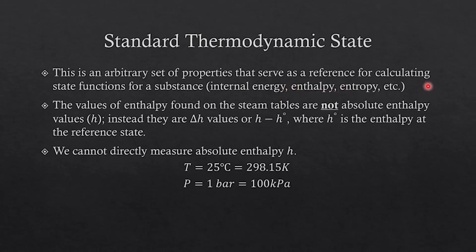If we use water as our example, we have our steam tables that tell us the value of internal energy, specific volume, enthalpy, entropy for different temperatures and pressures. However, the values of enthalpy found on those steam tables are not absolute enthalpy values. Instead, they are actually values of delta H. Those are H minus H naught, where H naught is the enthalpy at the reference state.